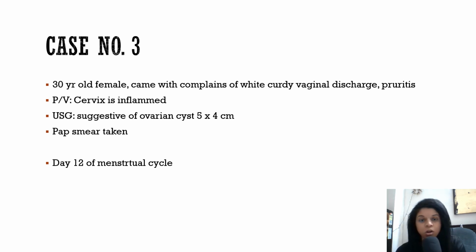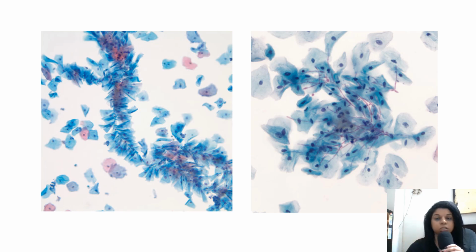ovarian cyst, and many a times it is found that the patient came for other complaints, and then you examine the patient, and you are seeing this white patch over the vulva and the vagina. And then when you ask, the patient is having vaginal discharge also. And the pap smear was taken on day 12, which corresponds to almost proliferative to ovulation time.